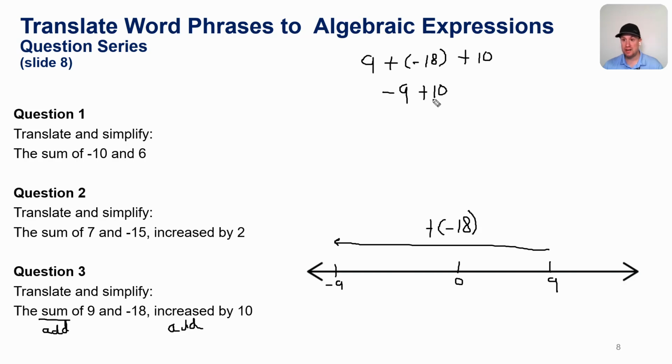From here then, and this isn't drawn to scale on the number line honestly, I'm going to add 10 units. So this means I'm going back to the right 10 units here. So plus 10. And where I then end up is at a positive 1. Okay, so negative 9 plus 10 gives me a positive 1 as my result. Okay, so that is a few problems on translating word phrases to algebraic expressions.